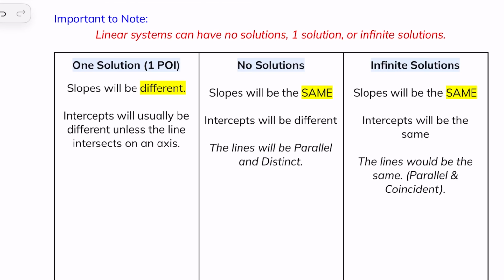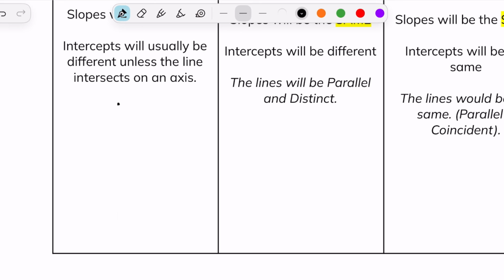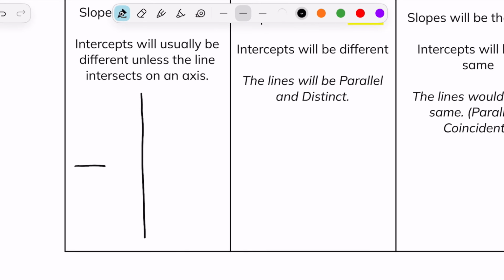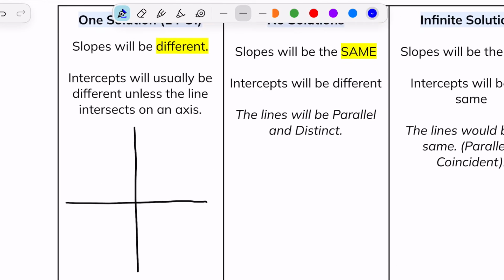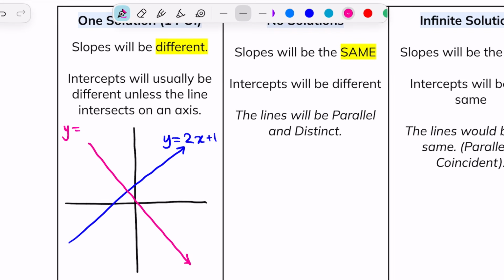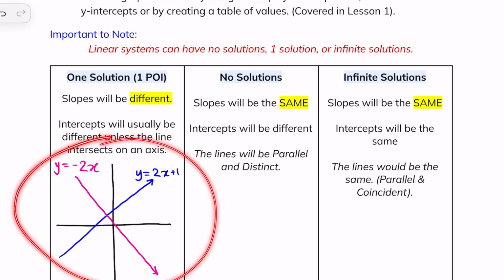intersects on an axis. To give you an example, let's say this is my Cartesian grid, and I'm going to just come up with some lines, so they're not obviously going to be exact, but let's say this is line 1, and this is y is equal to 2x plus 1, and then my second line is going to be this. Let's say this is y is equal to, I don't know, negative 2x. So as you can see, I have two lines right here, right?